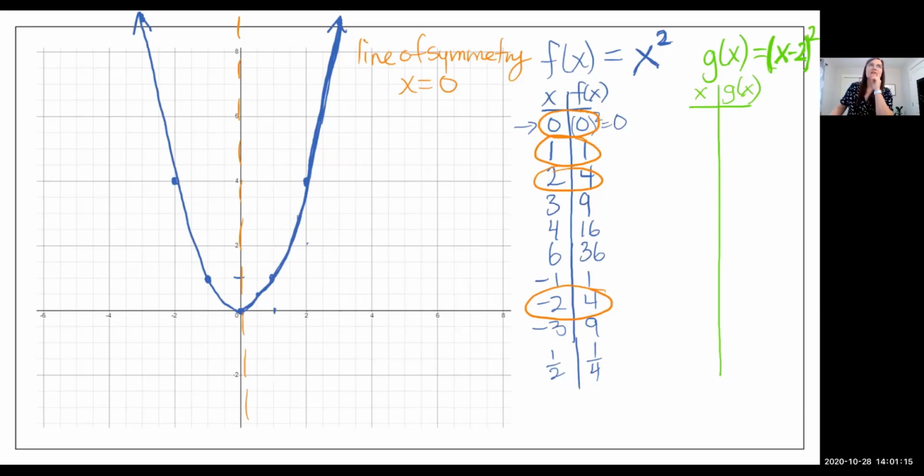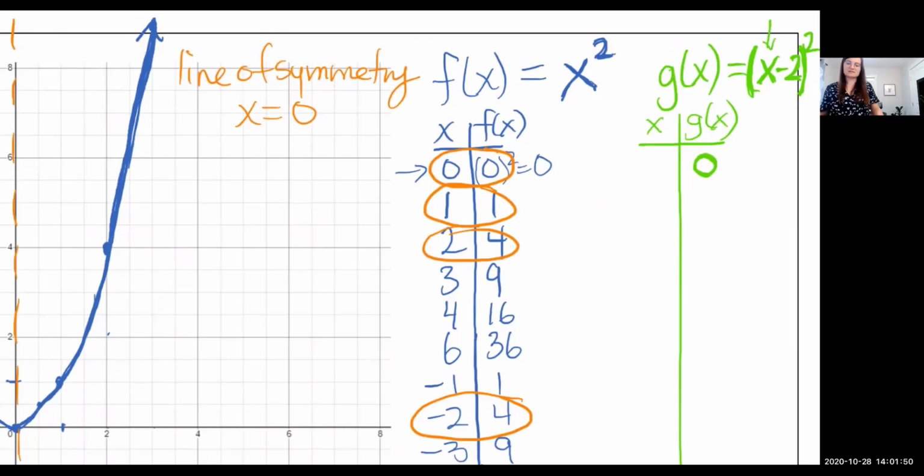Rather than me giving you the x value, I want you to tell me what the x value would be if I wanted my answer to be 0. What do I put in for x so that my answer is 0? If I put a 2 in, I will get an answer of 0. What would I put in to get an answer of 1? 3. What would I put in to get an answer of 4? 4. What would I put in?